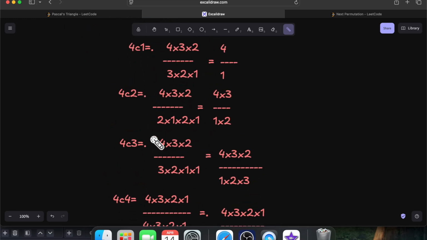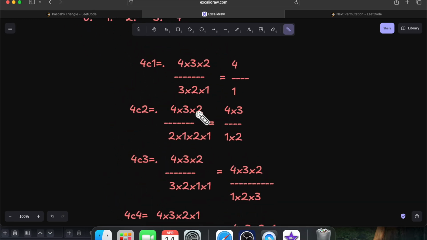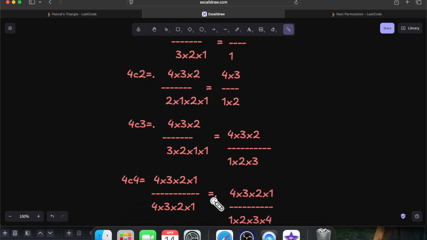Same like this for the next one. 4 factorial is 4 into 3 into 2 into 1, divided by (4 minus 2) factorial, which is 2 into 1, and 2 factorial, which is 2 into 1. Here you can observe 4 into 3 over 1 into 2. After doing all the cancellations, same for this also.